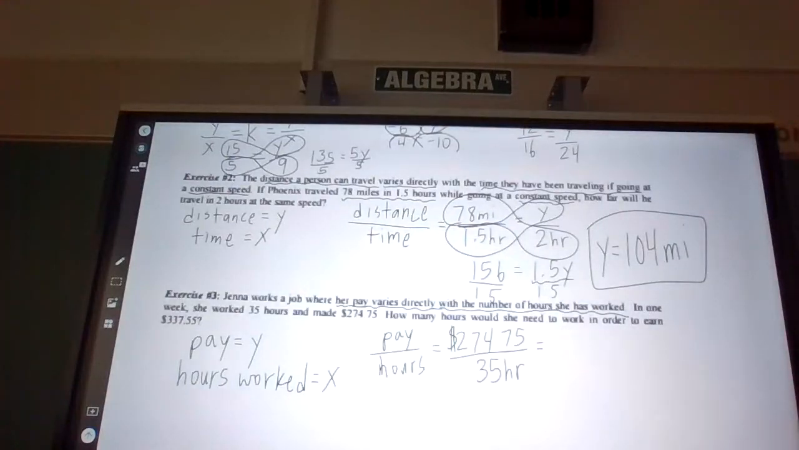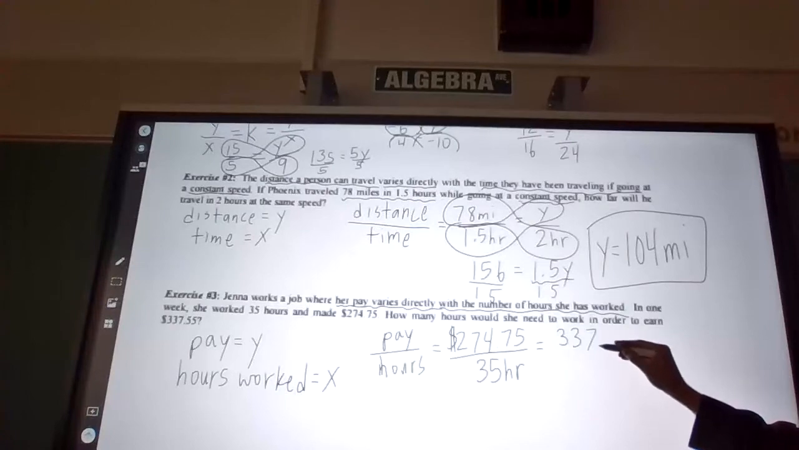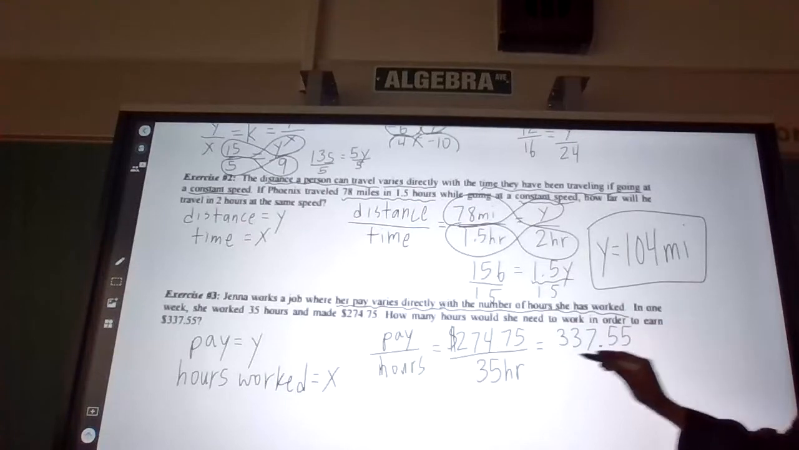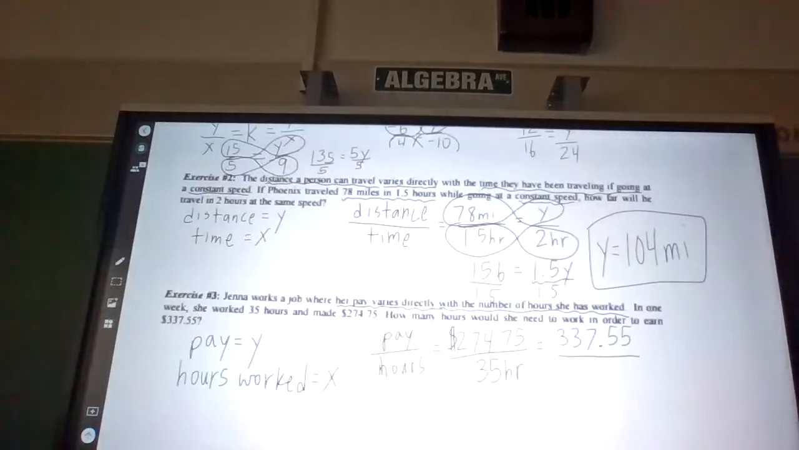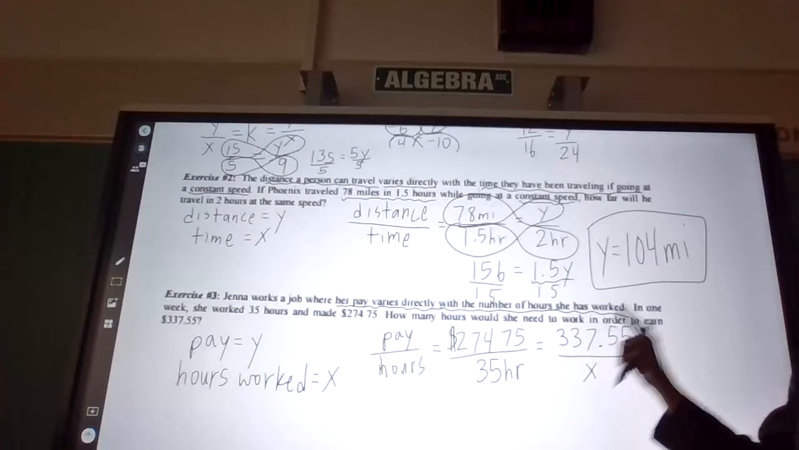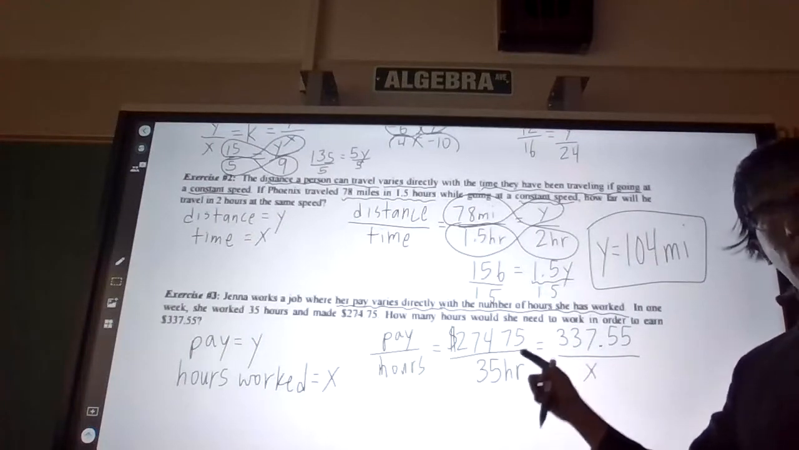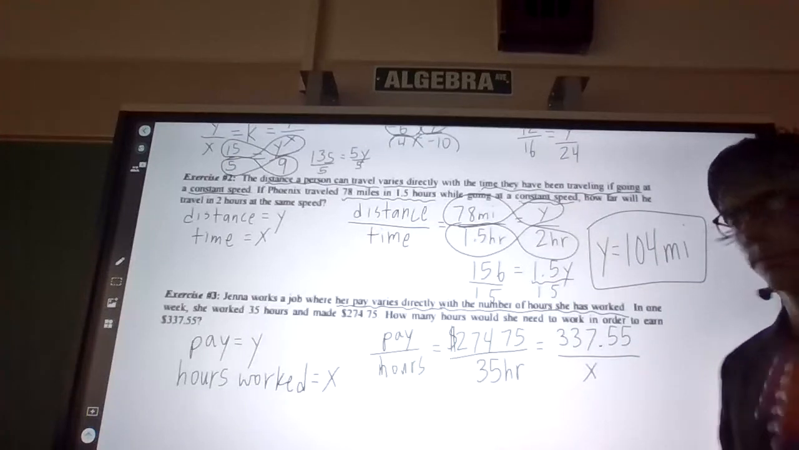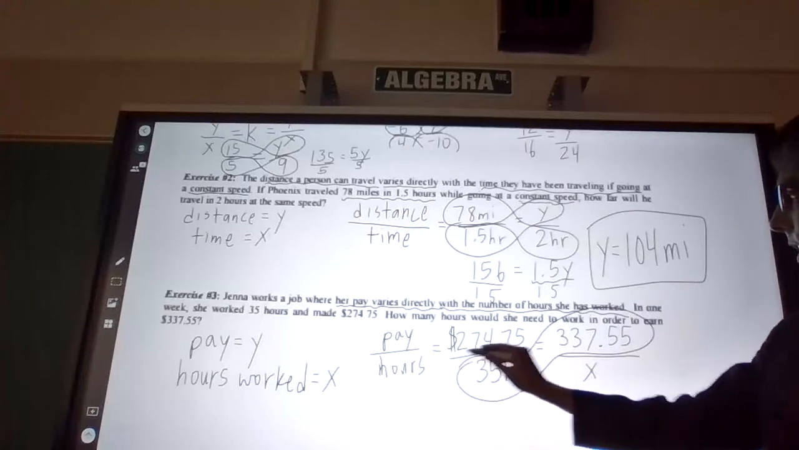How many hours would she need to work in order to earn $337.55? So now we have her desired pay here, $337.55, a very specific amount, I might add. And we're wondering how many hours would it take her to earn that much money? Okay, if she's making the same amount per hour as she was here. So again, cross multiply these.